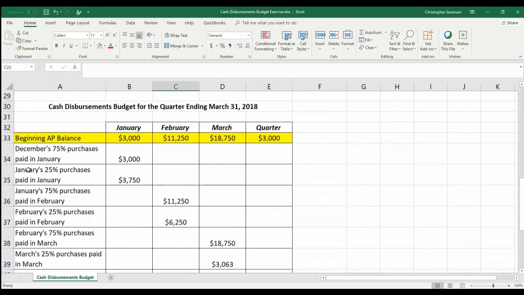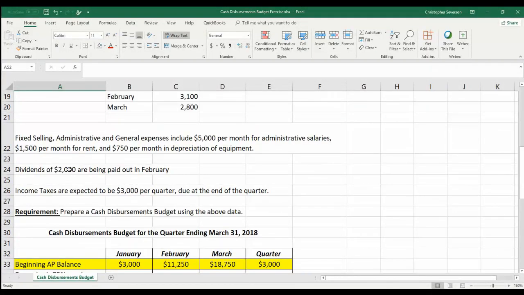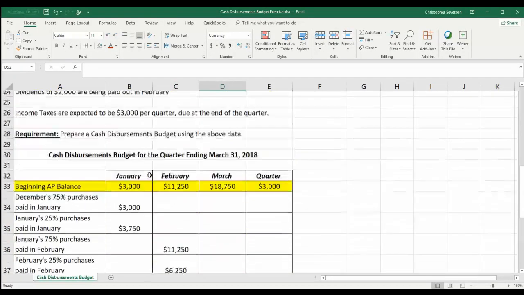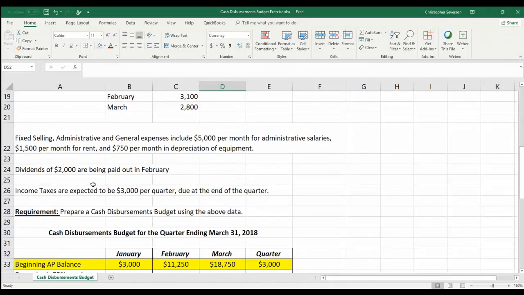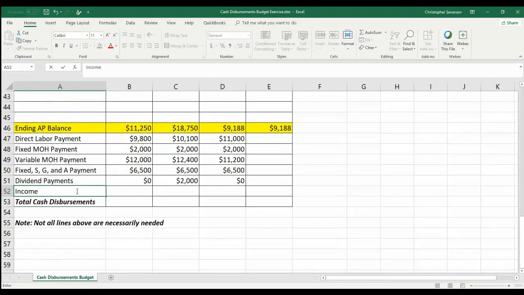Now we have dividends payment. So I'm going to type the label in here. It's $2,000 expected to be paid out in February, just in that 1 month. So 0 in January, 2,000 in February, 0 in March. And then it says income taxes are expected to be paid $3,000 per quarter due at the end of the quarter. So I'm going to say income tax payments, $3,000, and nothing in the first 2 months.